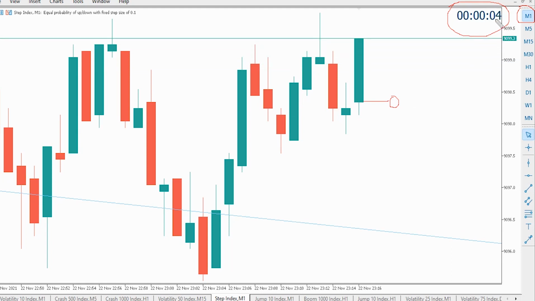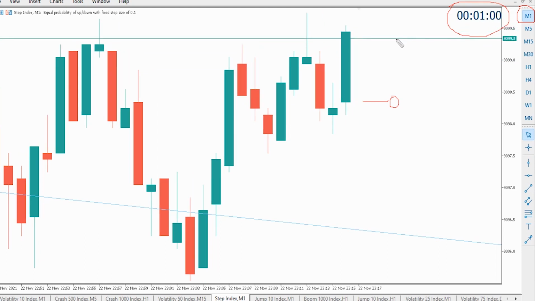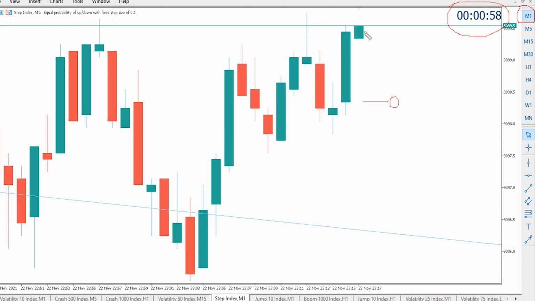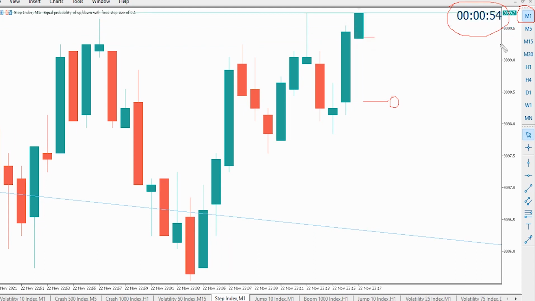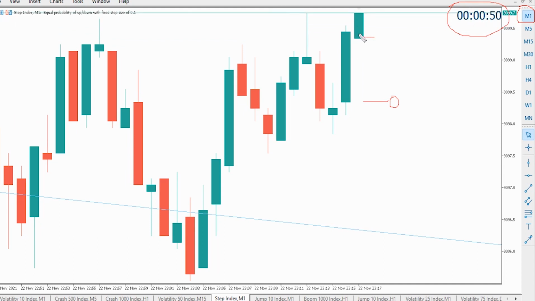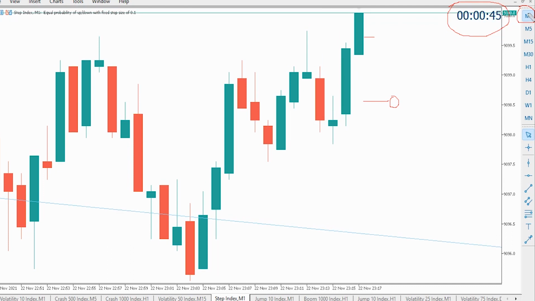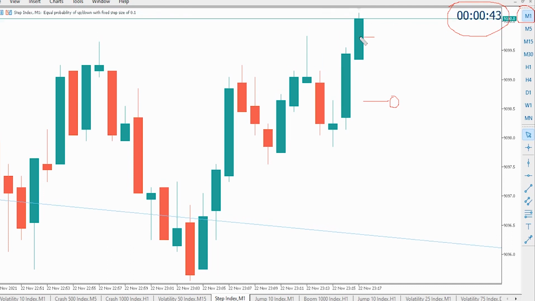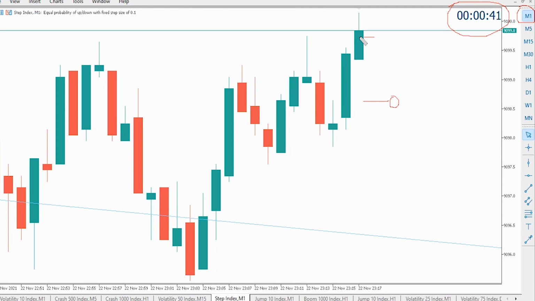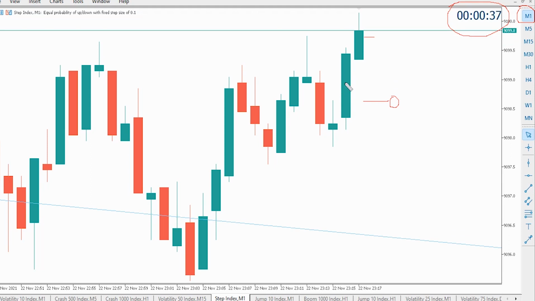Okay, look at the time. It says 4 seconds, 3, 2, reset. Another candle starts from here. So each time this timer finishes, a new candle begins to form. Why is that? Because each of these candles is going to take 1 minute to form. That is exactly the relationship between time frame and candlestick.